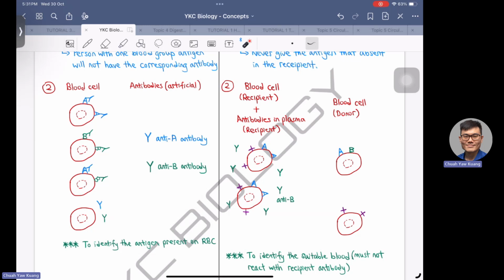Some of you might ask why the antibody of the donor is not included here. That is because all the blood that is donated will be washed with saline. When it is washed with saline, all the plasma and all the antibody in the plasma from the donor will be washed away. So when we are transfusing the blood into the patient, into the recipient, we are mainly transfusing the blood cell.